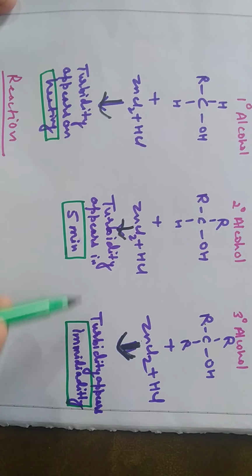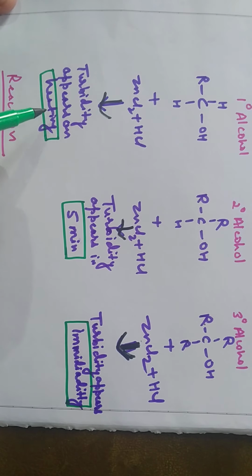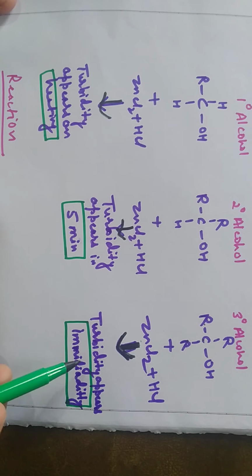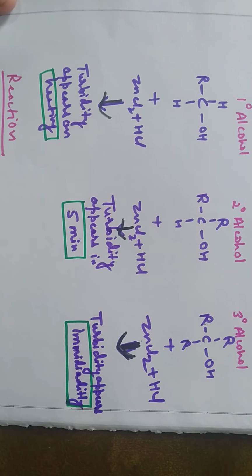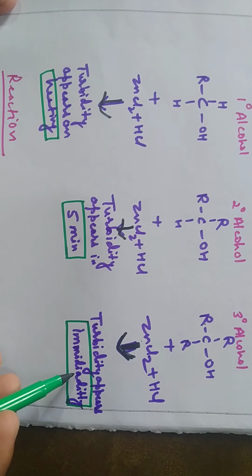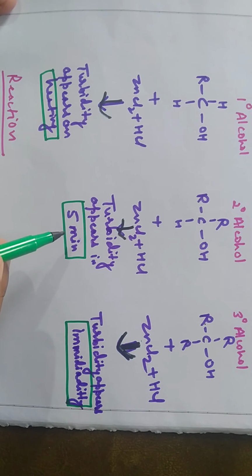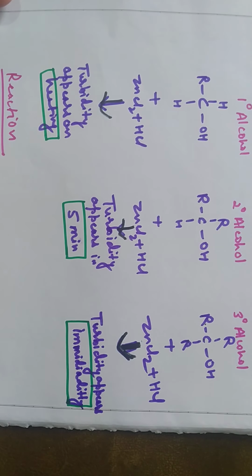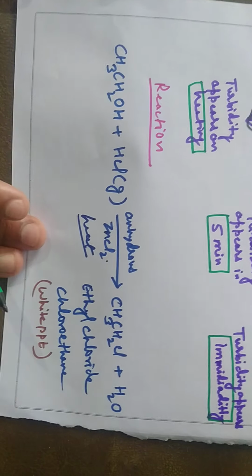So by seeing the cloudiness, we can judge whether the given alcohol was 1 degree, 2 degree or 3 degree on the basis of turbidity formed. So repeating once more, turbidity appears immediately in 3 degree, turbidity appears in 5 minutes in case of 2 degree, and at room temperature you will see no turbidity. Now let us see how these reactions go on.